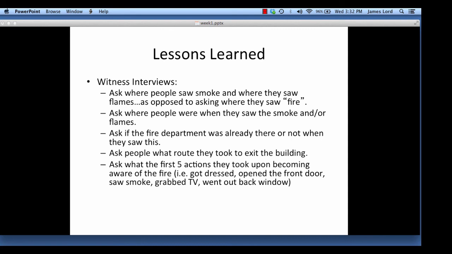And then one that was also really nice was asking what were the first 5 things they did when they became aware of the fire. And that's where some of the interesting information came out about people that maybe walked out and then they realized that they forgot their purse, so they went back in and they passed a couple areas of interest and saw different things. And you might not get that kind of information if you don't ask these sort of leading questions for them. But we'll save the witness statements for another day.